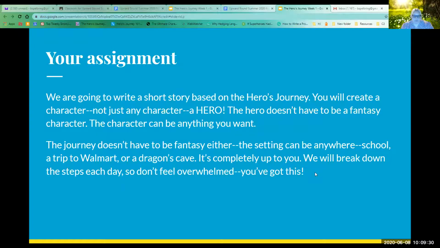The journey doesn't have to be fantasy. The setting can be anywhere. It could be your school. It could be a trip to Walmart, or it could be a dragon's cave, whatever you want it to be. It's completely up to you. We're going to break down the steps each day so you don't have to feel overwhelmed about the story. You got this.